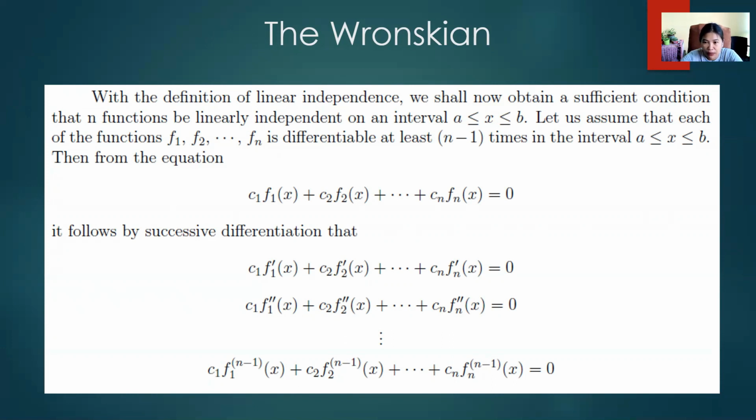If you take the derivative of all the functions, then on the first differentiation you have C1 F1 prime of x plus C2 F2 prime of x plus up to Cn Fn prime of x. Then the next would be the second derivative, and the last would be the n minus 1 derivative of the function. The number of differentiations actually depends on the number of functions. So if you have 3 functions given, then the last one should be the second derivative.